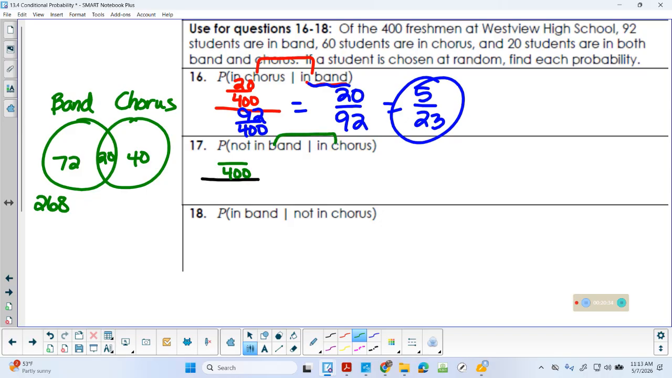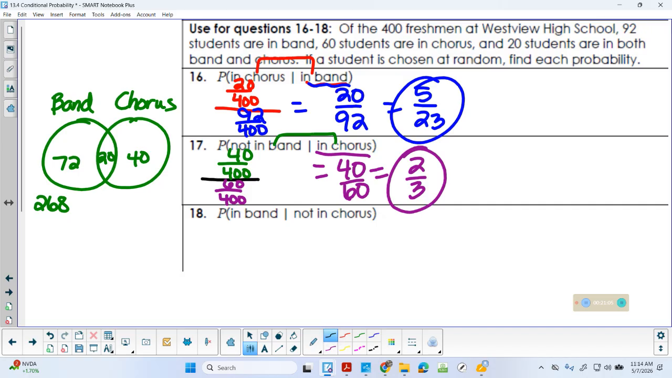Not in band and in chorus. So you can't be in the band circle here, of course, but you're in chorus. 40 is what's left there. Okay, and then let's do the probability you're in chorus. I know we're over 400. So total chorus circle, I heard it, is how many? 60. So we know the 400s are going to cancel. So we have 40 over 60. 2 over 3.